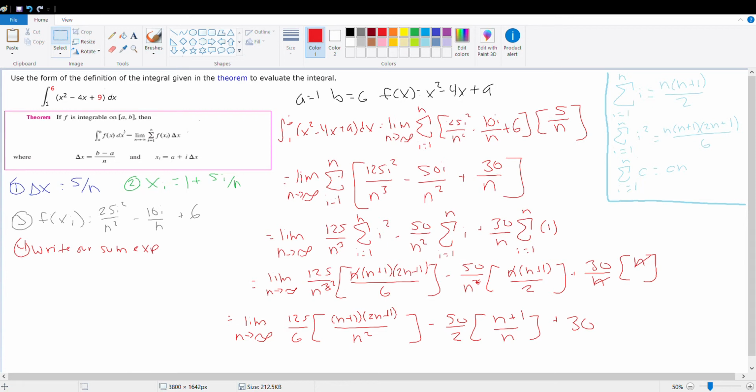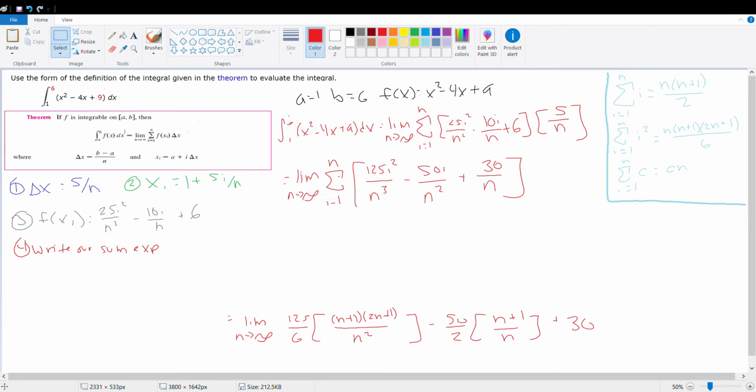Okay, so at this point we simplified our sum expression. We evaluated the sum, so those are gone. Now all we have left to do is evaluate the limit, and then we will be done. So let me go ahead and erase the stuff up here so we have some more room so we can finish the problem.